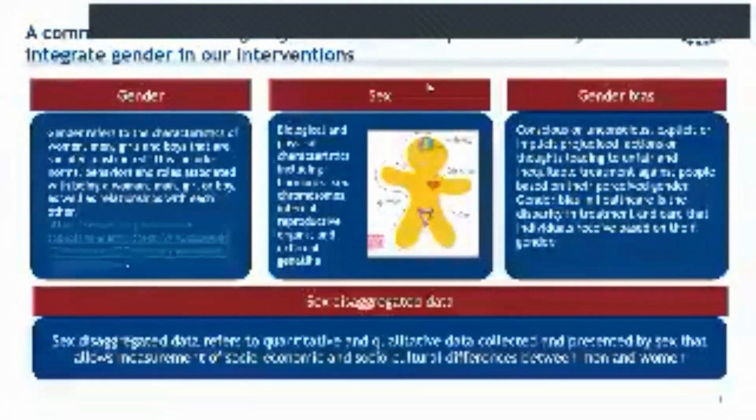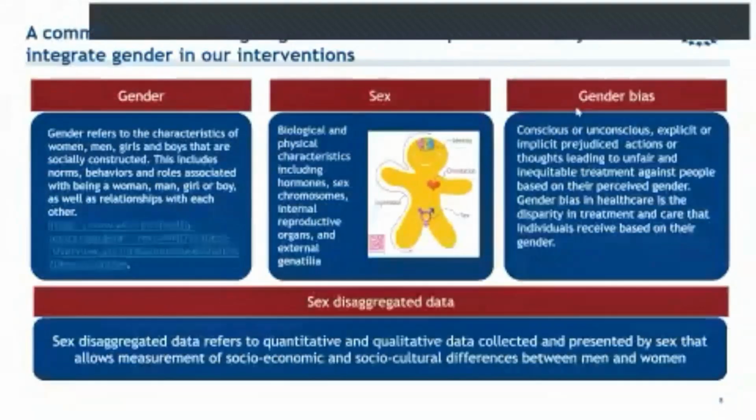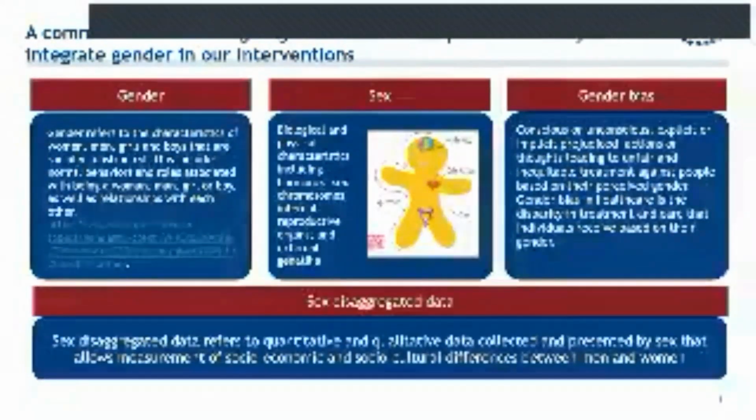So first of all, what is gender? What does it mean? We hear it a lot. Sometimes we have some understanding, and some other times we have another understanding. So basically, what does it mean? Gender refers to the characteristics of women, men, girls, and boys that are socially constructed. This includes norms, roles, and behaviors which are associated with being a woman, a man, a boy, or a girl, as well as the relationships between each other and among themselves, and the relative power they have or not as a result of these relationships.